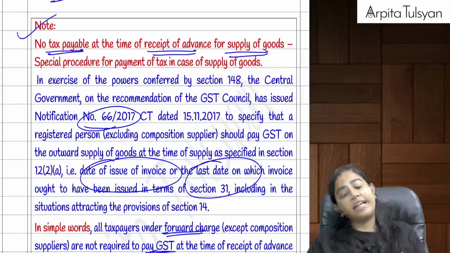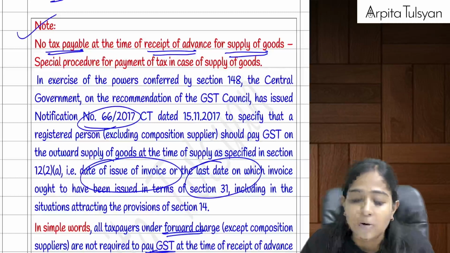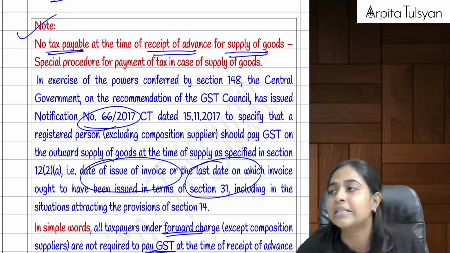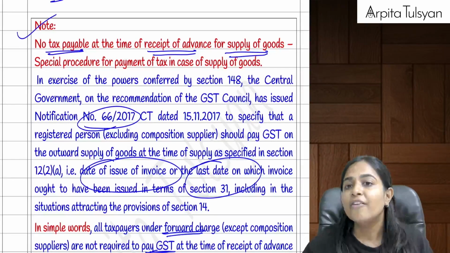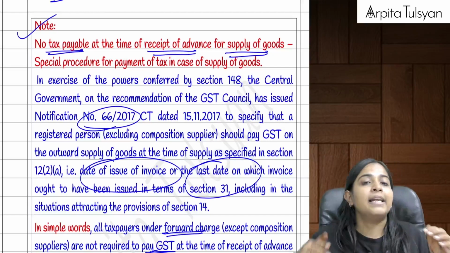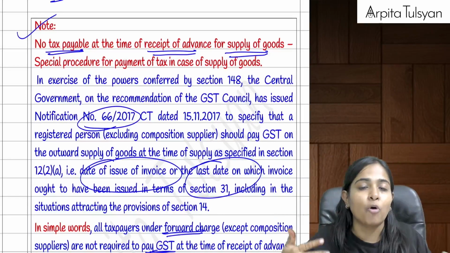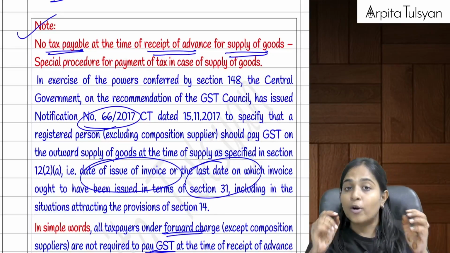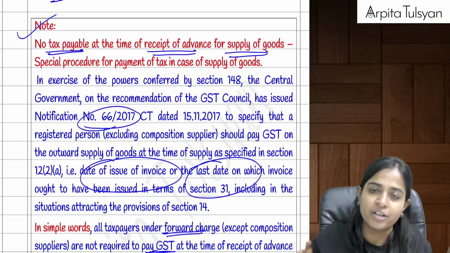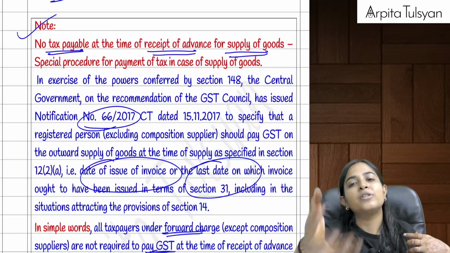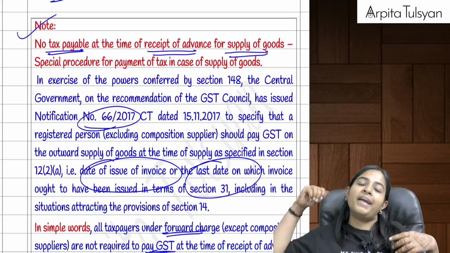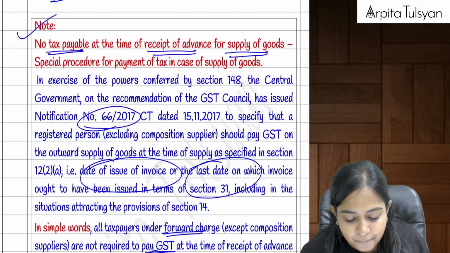Okay, then after that we had discussed a notification, that is notification number 66/2017, which was talking about advance payment. Let's say we have entered into a contract that I'm going to sell you the goods under forward charge. Normal means I'm going to sell you the goods, I'm going to collect the tax from you, and I'm going to pay it to the government.